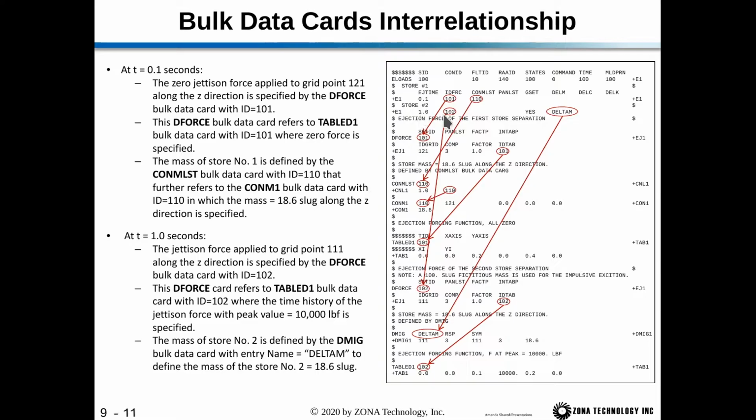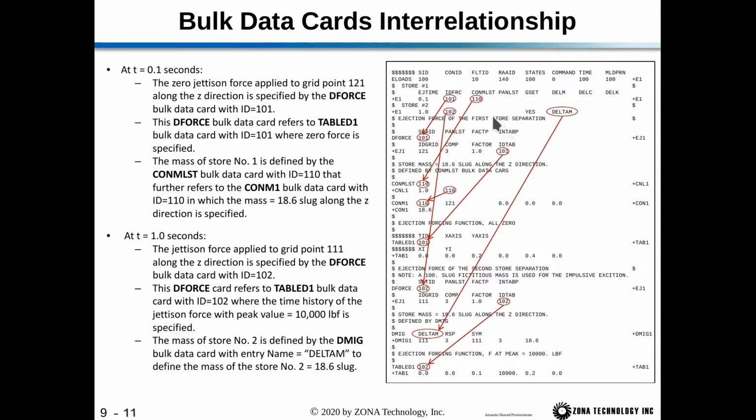Now for the second store, that refers to the DFORCE card with ID 102. So this one, our forcing function is applied at grid 111 in the Z direction, and our forcing function is defined here by this table D1. So you can see at time 0, and remember this is relative to the EJ time, which is 1 second, time 0, the force is 0. Time 0.1, the force peaks at 10,000 pounds, and then at time 0.2, the force drops back to 0.